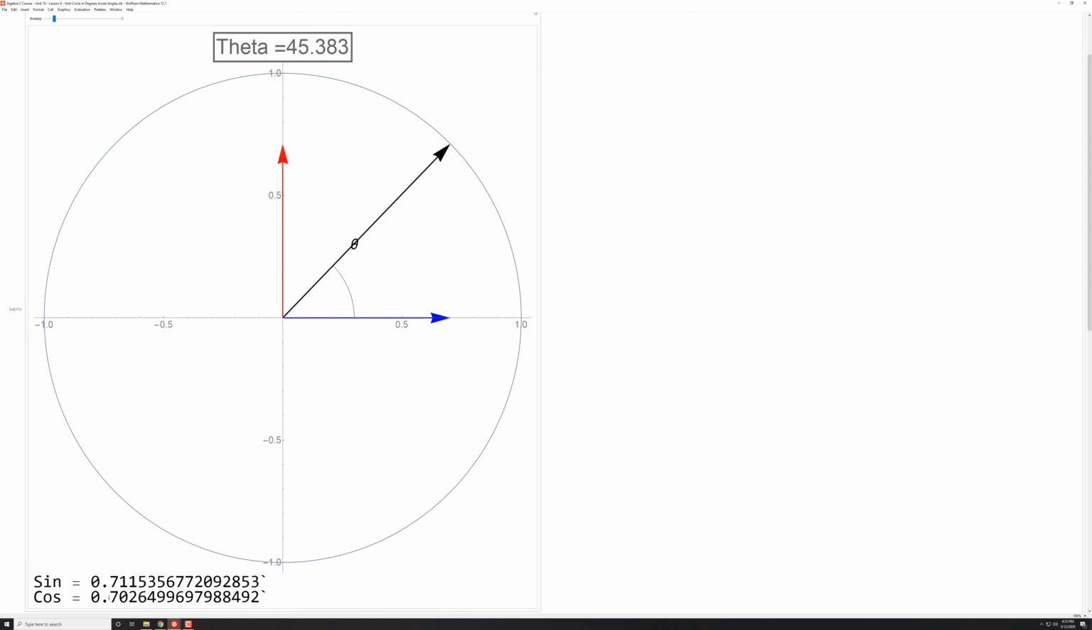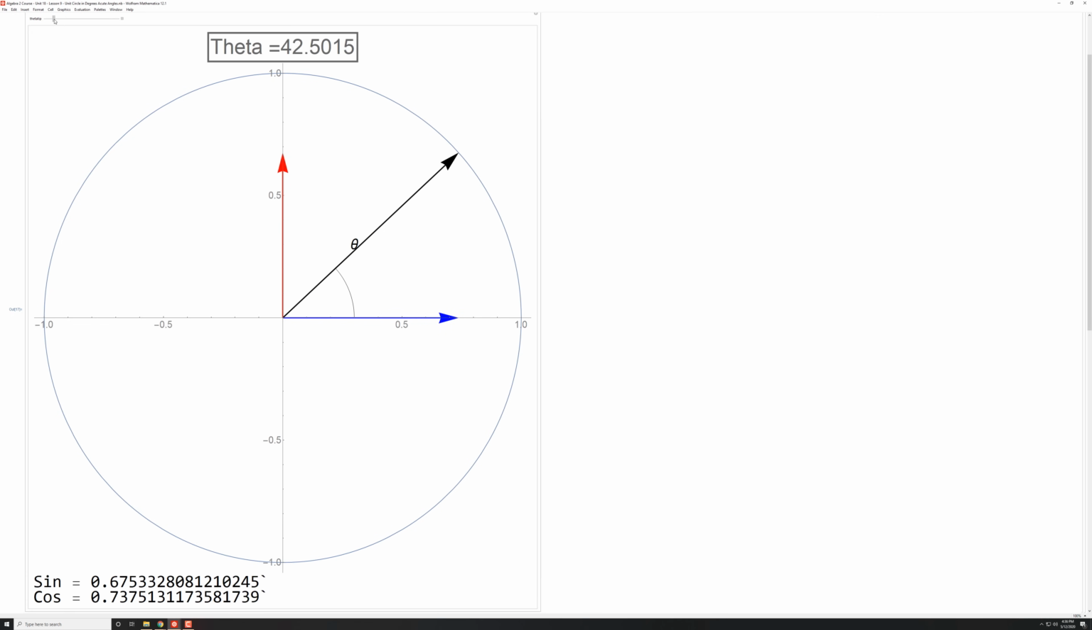That is what is called the cosine. Notice the cosine of this angle, 45.383, is 0.702 and then a million decimals after it. And the sine is 0.7115 and so on. The sine is if I take a light over here and shine against this hypotenuse and look at the projection, look at the tip of this arrow, the projection on the y-axis is the red arrow. So the sine of this angle as I spin around is the red arrow, and the cosine is the projection of this thing onto the blue arrow.